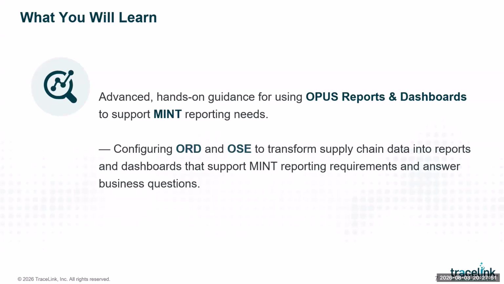If a report isn't available in the standard solution, the marketplace is the next best place to look. Third, you'll learn when a company-specific report may be needed. Company reports are useful for specialized use cases such as custom fields, unique calculations, or company-specific rules. By the end of this course, you should be able to evaluate a reporting need, choose the right reporting approach, and understand how Mint, OSE, and ORD work together to deliver reporting capabilities to users.